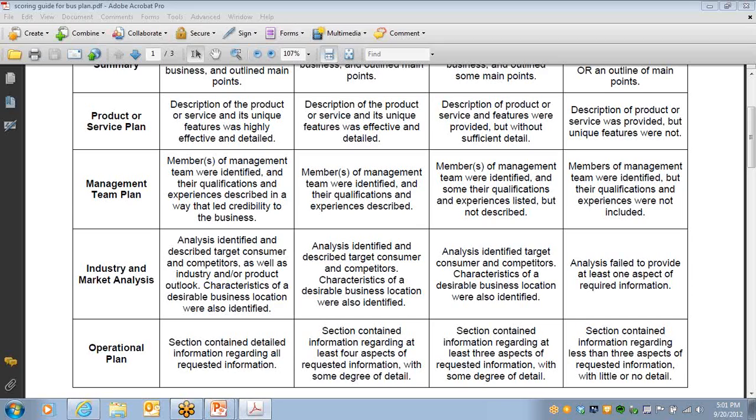I have another question. It's on your scoring guide that has analysis slide, describe target customer and competitors, characteristics of a desirable business location. You've got on there something about at least 4 aspects of requested information with some degree of detail. Is the template that you're talking about the actual PowerPoint you just went through?